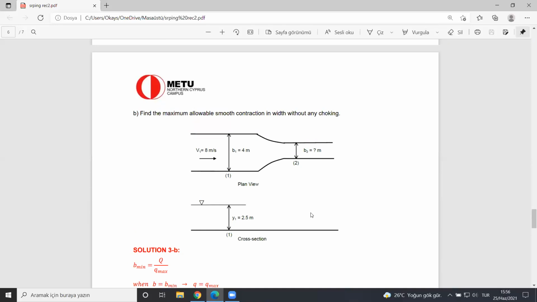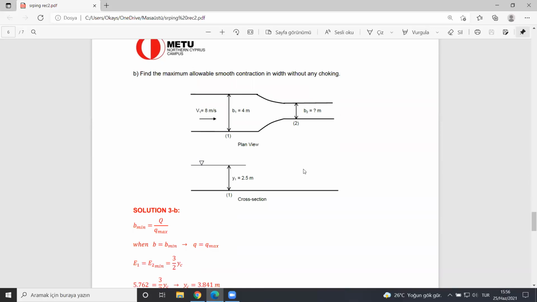Now, in part B, it says find the maximum allowable smooth contraction in width without any choking. So it's basically asking us how much we can contract this channel without experiencing any choking. So if we want to find our maximum allowable contraction, this channel width must be the smallest. So this is why we call it B minimum. And if B is minimum, the small q should be maximum.